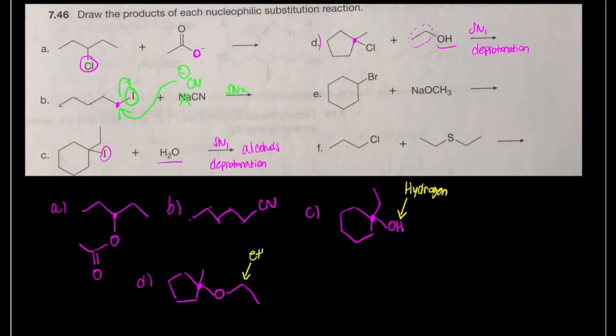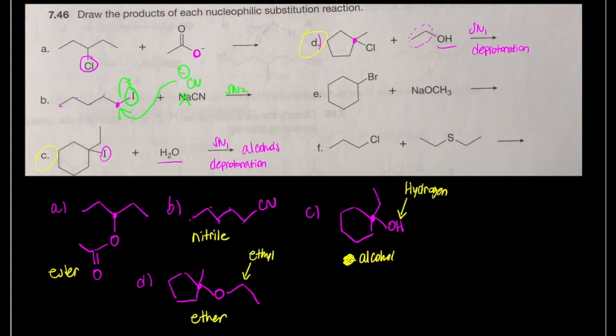There's your ethyl, okay? So C and D are very related, okay? Alkyl halides can make alcohols or ethers. This is called an alcohol, and this functional group is called an ether, okay? This is an ester, and this is called a nitrile.